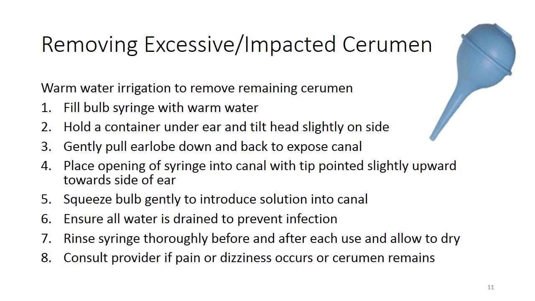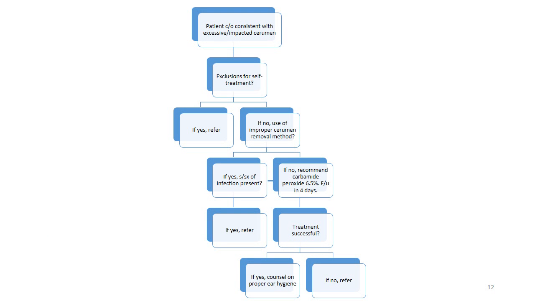Place the opening of the syringe into the canal with the tip pointed slightly upward towards the side of the ear. Squeeze the bulb gently to introduce solution into the canal. Ensure all water is drained to prevent causing an infection. Rinse syringe thoroughly before and after each use and allow it to dry. Consult a provider if pain or dizziness occurs or cerumen remains in the ear after using the medication twice daily for 4 days. This is the treatment algorithm for assessment and treatment of patients with symptoms of impacted cerumen.